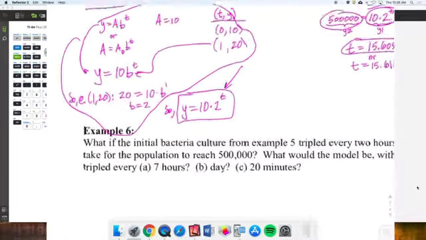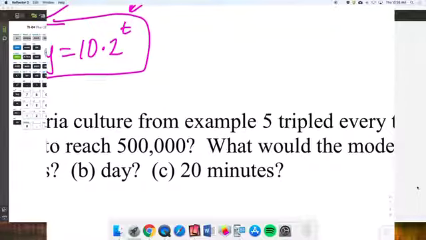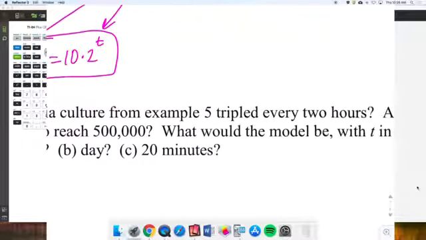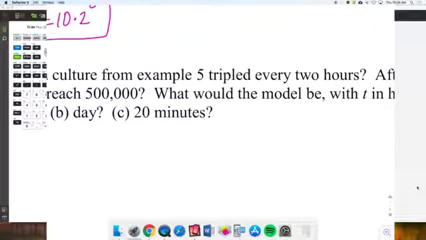All right, let's go to example 6. What if the initial bacteria culture from example 5, y'all remember example 5? Yeah? Okay. What if that population of 10, instead of doubling every hour, tripled every 2 hours? Would that be faster or slower? It'd be a smidgen slower, right? Because if it triples every 2 hours, that's less quick than doubling every hour, because that would be quadrupling every 2 hours, right? So this is a little bit slower. So this type of bacteria, the patient would have a little bit longer, right?